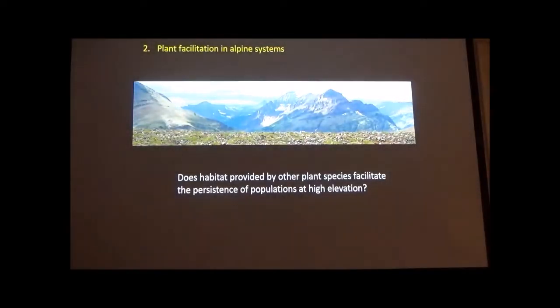So I want to shift gears a bit and talk about facilitation in alpine systems. This is a side project that was started 6-ish years ago now, and comes from work I did in graduate school focusing on facilitation, and I've always been fascinated by that and wanted to maintain a line of work in that area. This is work I've been doing out in Montana in Glacier National Park, and we're working literally on the top of a mountain, trying to determine how significant is the habitat provided by other plant species in the persistence of populations? What's the overall role that it plays?